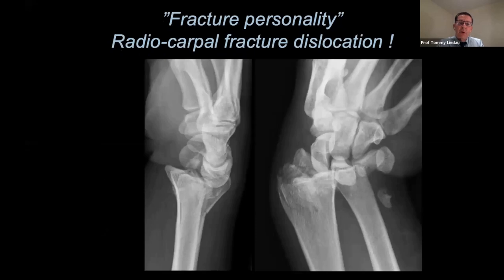Similarly, this is a radiocarpal fracture dislocation, where you can see that the palmar lip of the radius is not fractured. So this is what Fernandez called a shear fracture, where the entire carpus has sheared off the dorsal part of the radius. And as you can see on the right image, the ulnar styloid is 2 centimeters down the forearm because of the magnitude of impact. And again, although partly the radius has been fractured, this has to be managed as a radiocarpal fracture dislocation and is therefore not part of the algorithm.